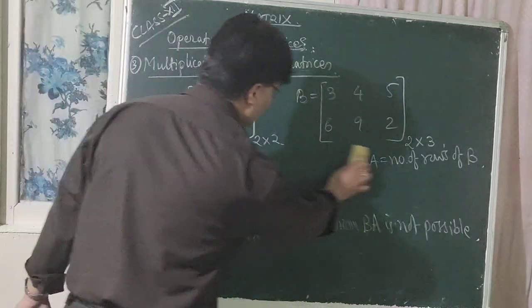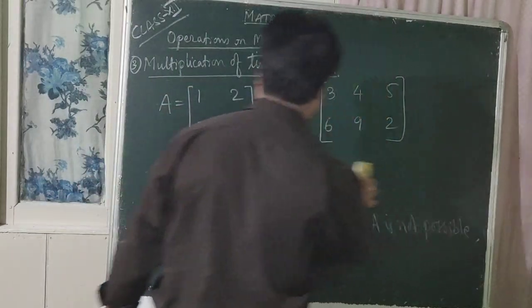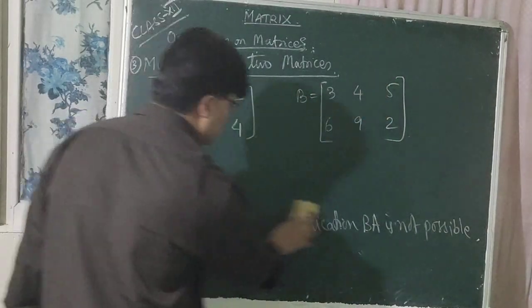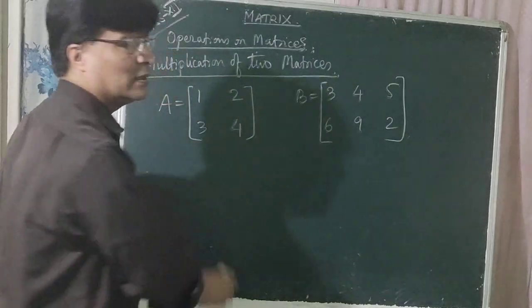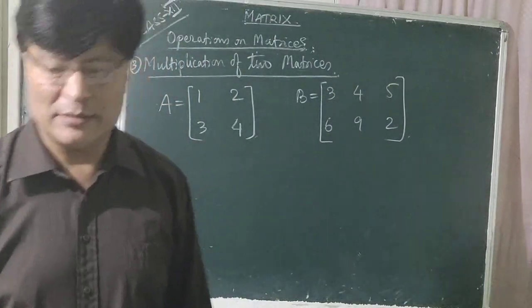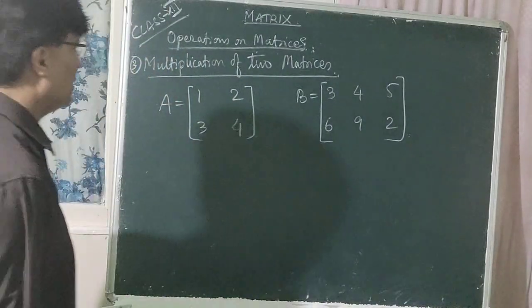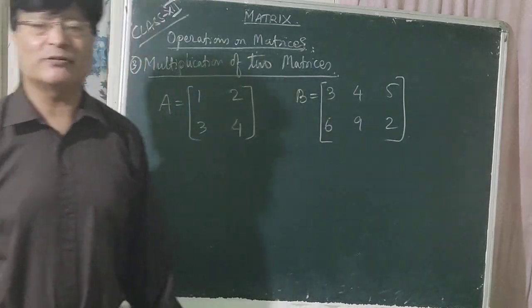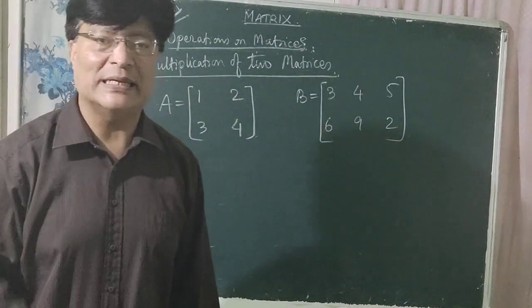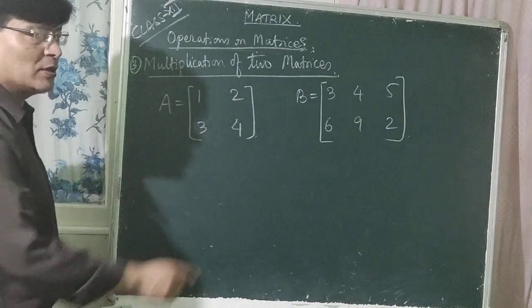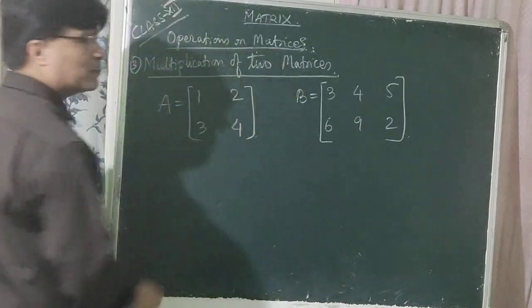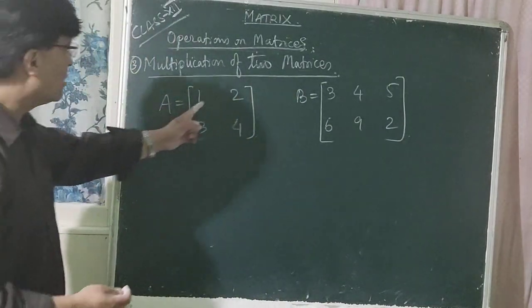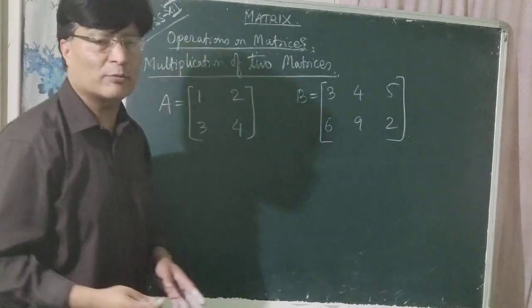Okay. So let us find out the matrix AB now. In determinants also we did the multiplication of determinants. So in the case of matrices also you can multiply the two matrices as we have done in determinants. Okay, so this matrix multiplication AB is possible. How is it possible? Because the number of columns of A is equal to the number of rows of B.